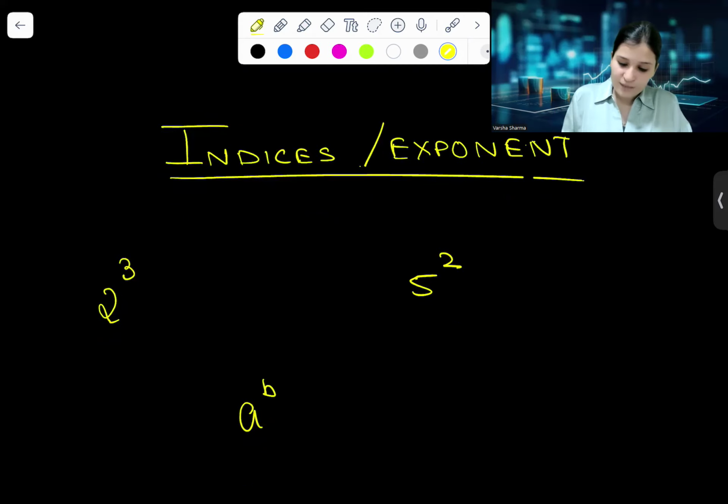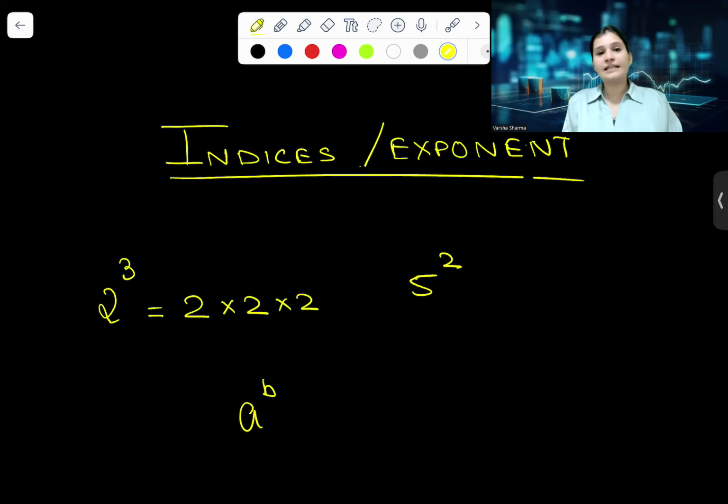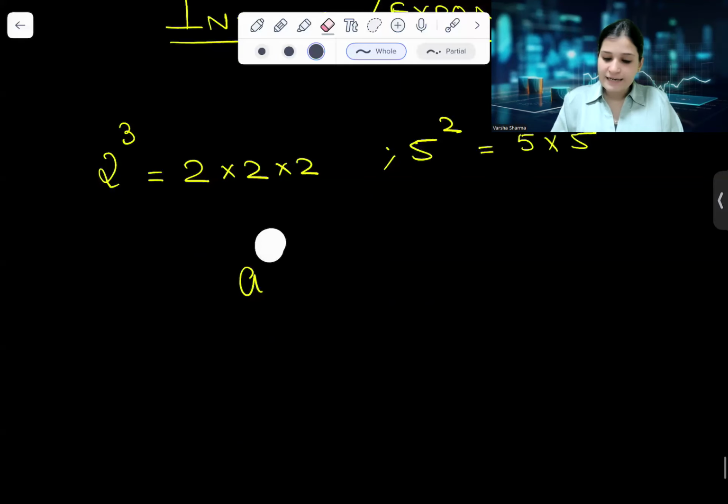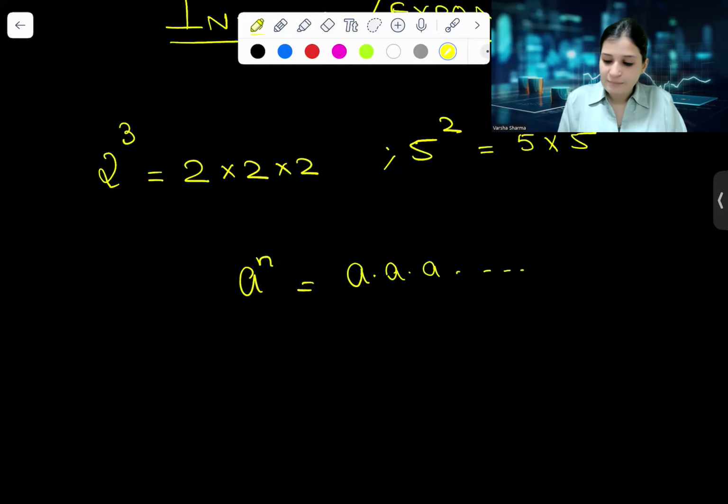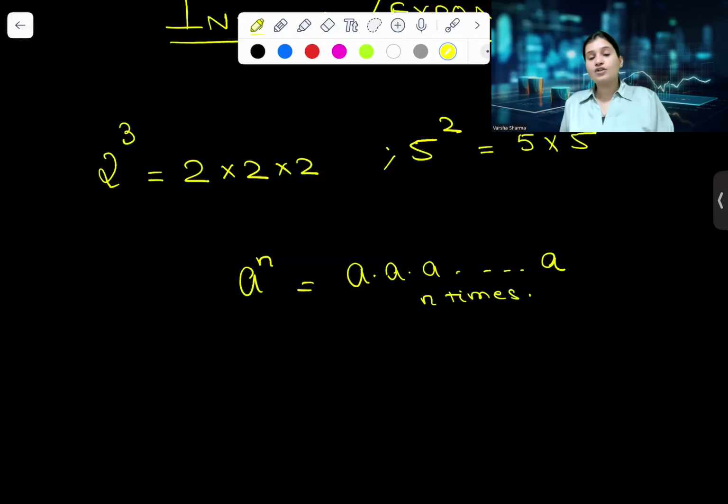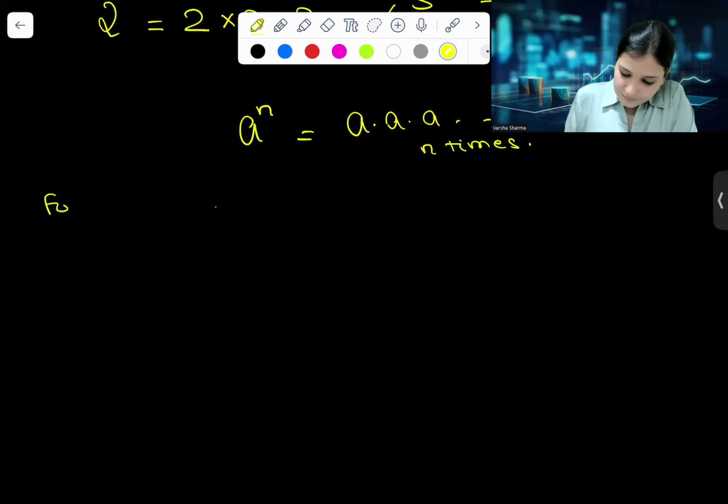When I say 2 raised to the power 3, that means you are supposed to multiply 2 three times. When I say 5 power 2, I mean that we need to multiply 5 two times. Now, when I say a raised to the power n, what do I mean? I need to multiply a how many times? N times. Yes. So the entire chapter we are going to discuss terms that look like a raised to the power n. There are several formulas and several things that revolve around this, and we are going to start with those formulas.